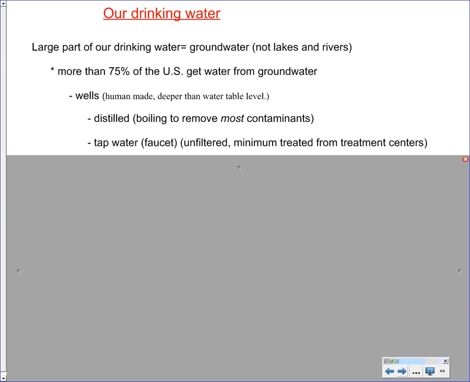Tap water is the water that comes directly out of your faucet. It's unfiltered. It has the minimum treatment, meaning that whatever comes from the water treatment plant, that's what comes through your pipes, and that's what you get.